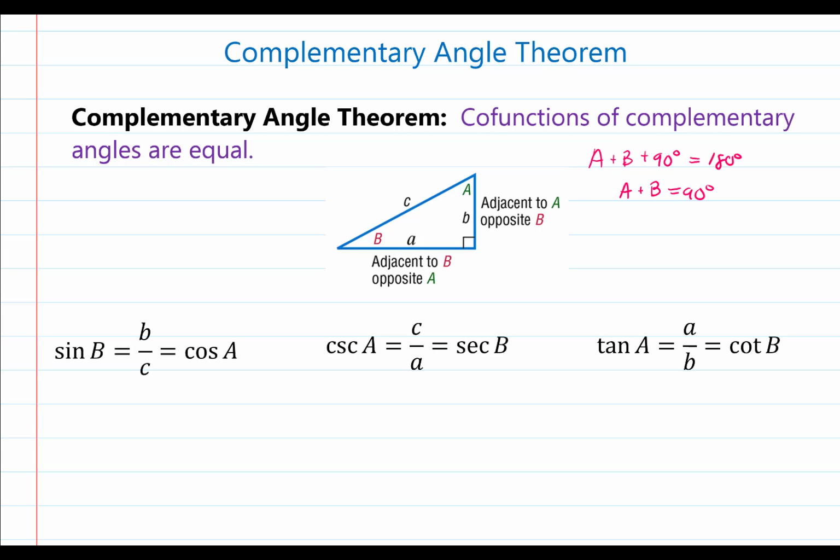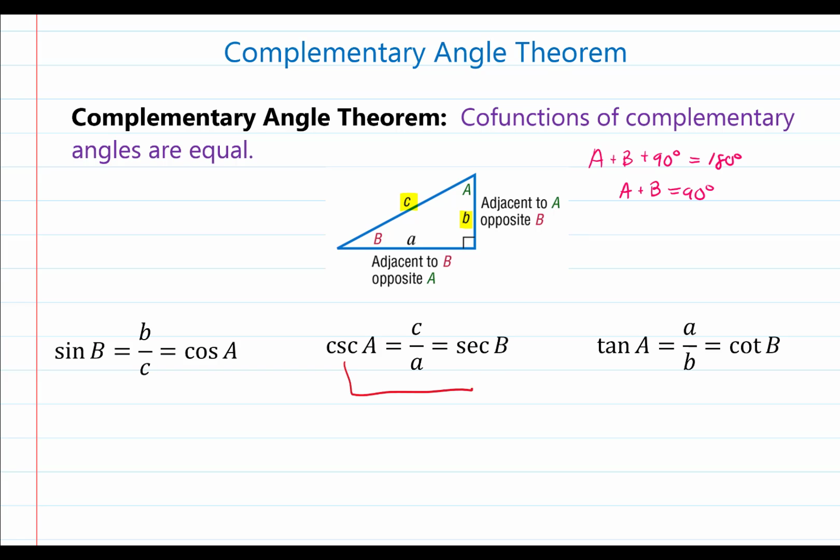Let's continue to analyze the triangle in terms of sine and cosine. Let's look at the sine of angle B, and we see that the sine of angle B is equal to the opposite side, which is B, over the hypotenuse, which is C. We also see that the cosine of angle A is the same ratio. As a result, we now know that sine of angle B is equal to cosine of angle A. Sine and cosine are cofunctions of one another, and we already determined that A and B are complementary angles.